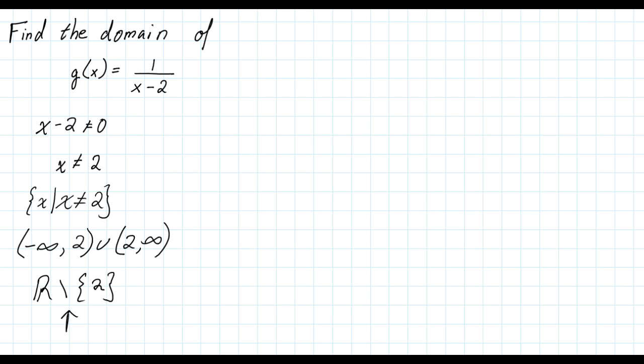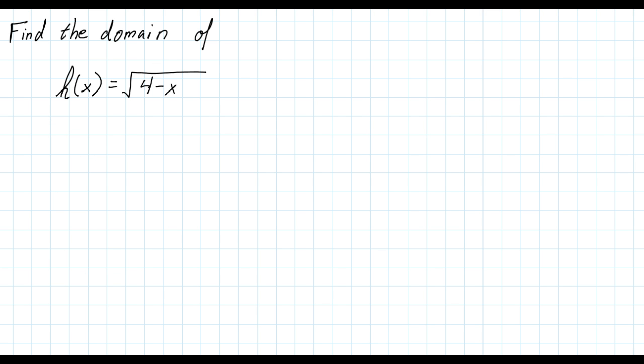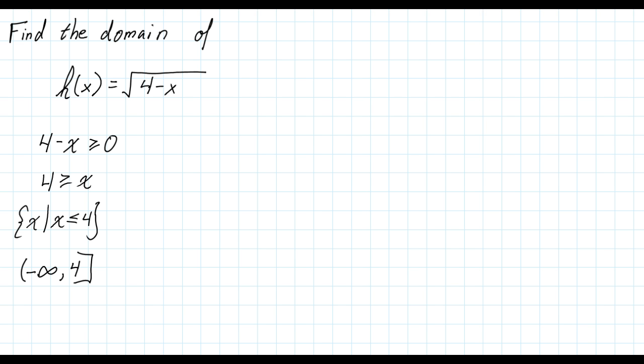Now let's try something slightly trickier. Now this is almost the same problem that we had before, right? H of x equals the square root of 4 minus x. So I need 4 minus x to be greater than or equal to 0. And so now I solve for x and I get 4 is greater than or equal to x. Now the set notation doesn't change, x such that x is less than or equal to 4, right? And then the interval notation is now going to start from negative infinity and go up to 4. And it's closed. So that's the answer.